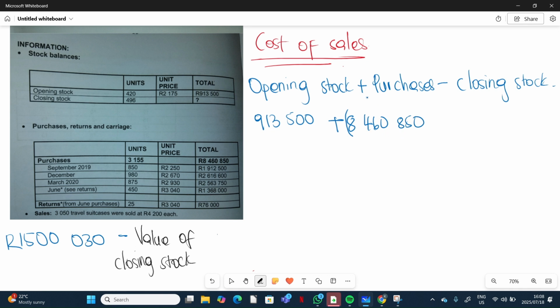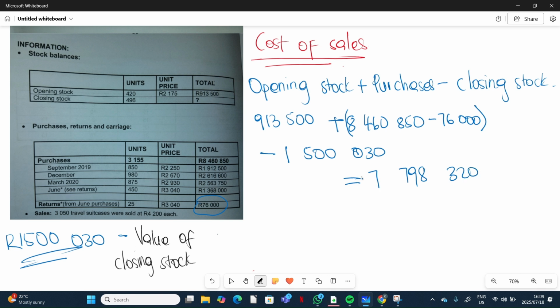But now I need you to understand something. From the purchases that they made, we returned some of the stock, right? So if we returned, we need to subtract those returns, which is 76,000. Then after that, we also need to subtract the closing stock. And the closing stock, we have the value right there. We calculated it. It is 1,500,030, right? That is the amount that we have right there. Then the cost of sales now is going to be 7,798,320 rands, right? And that right there is the cost of sales.